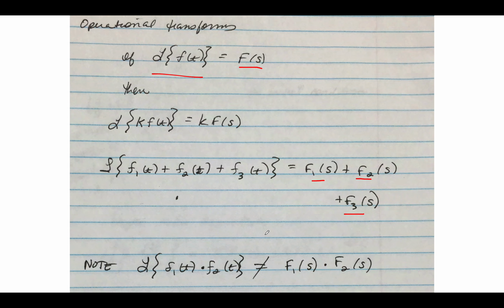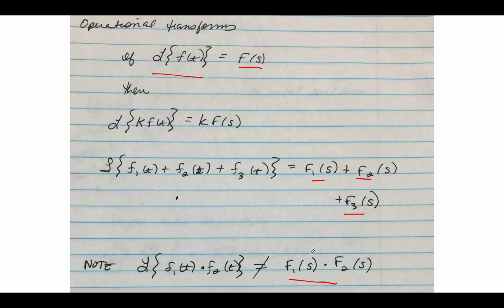And once again, I want to point out that the transform of the product of f1 times f2 is not equal to F1(s) times F2(s). I've taught this course long enough to know mistakes that most students are going to make on the exam that covers these materials. This is a very common one. So you cannot do this.